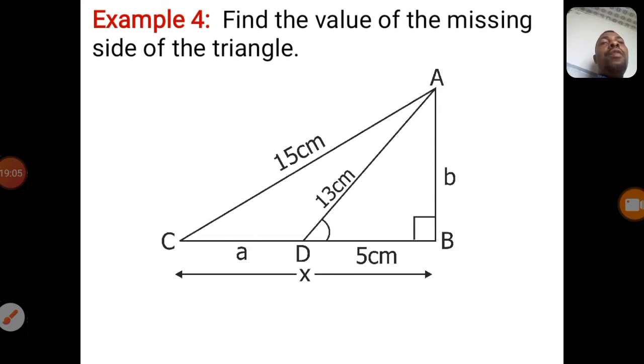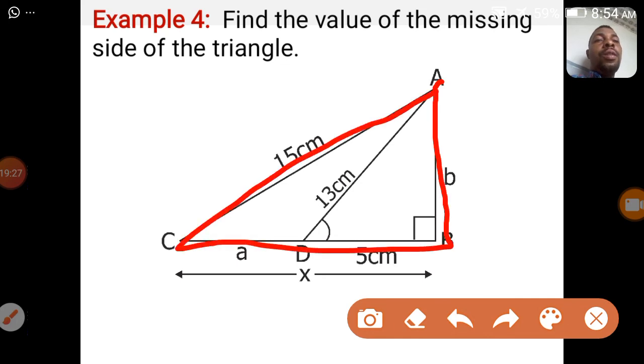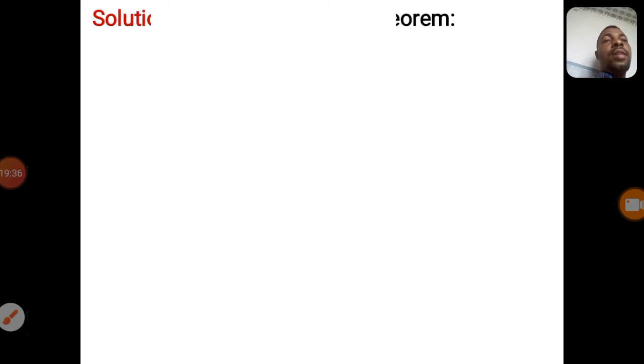Find the value of the missing side of the triangle. If you look at the diagram, we have two right angle triangles. The first one is ADB, and the second one is what? Can you identify it? The second one is ABC. Okay, so we are going to start from ABD.